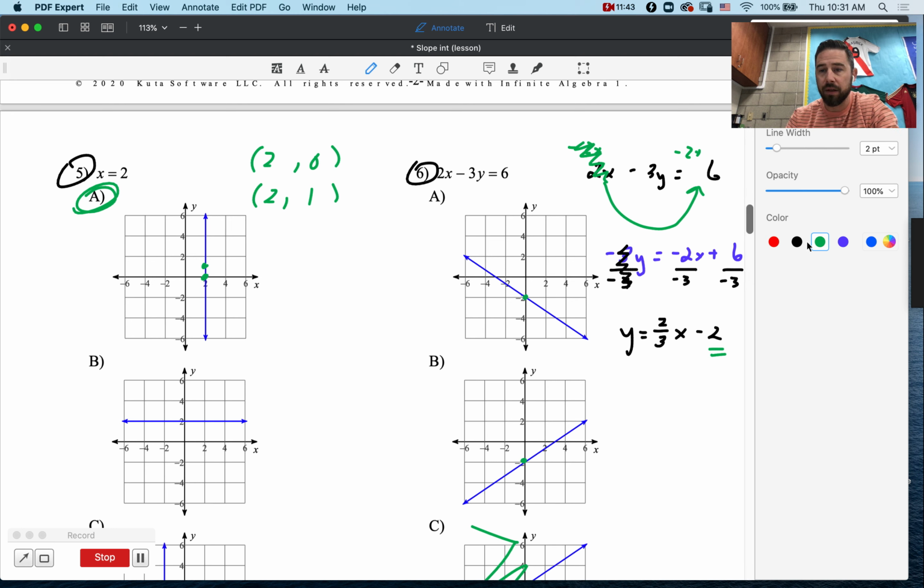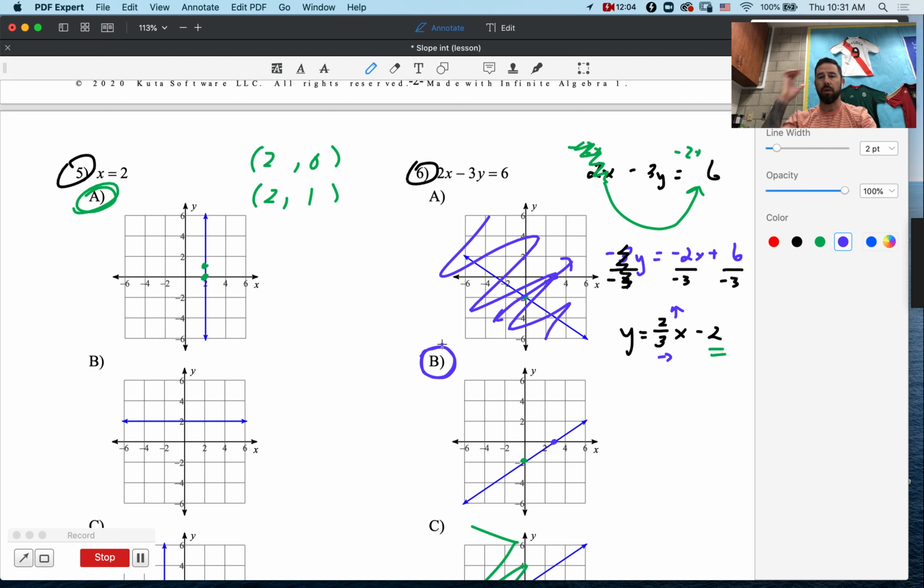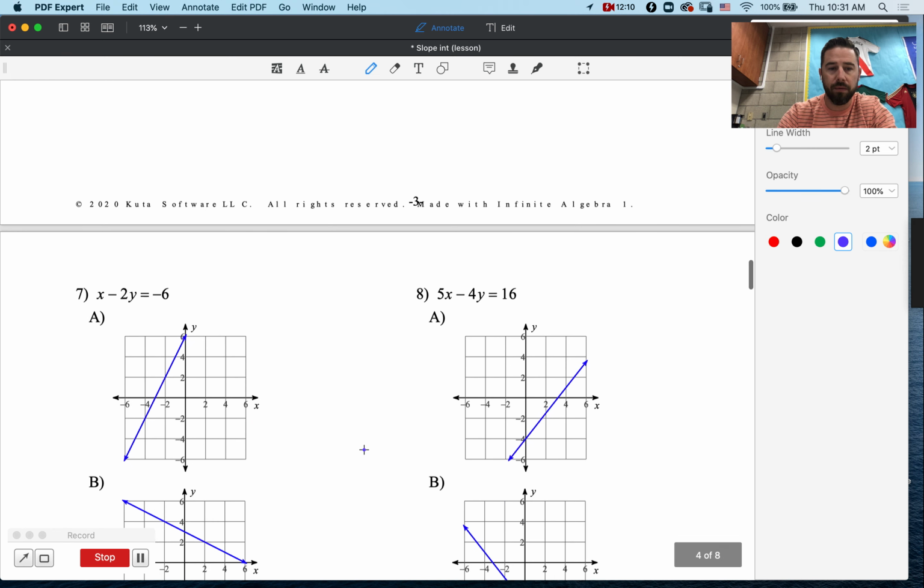If we look at our slope, it's going up 2 because that's positive, and right 3. Does this guy go up 2 and right 3? No. Does this guy go up 2 and right 3? Yes. Perfect. So B is our answer for that question. Okay? Looking good. Looking real good.